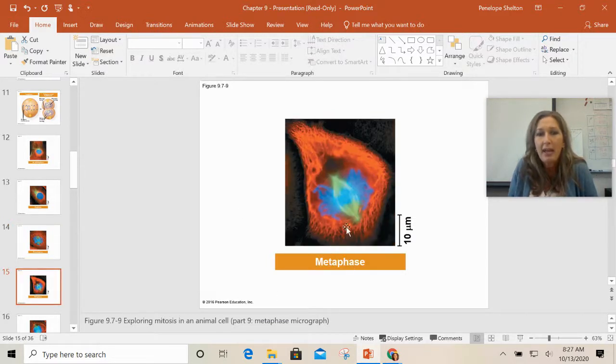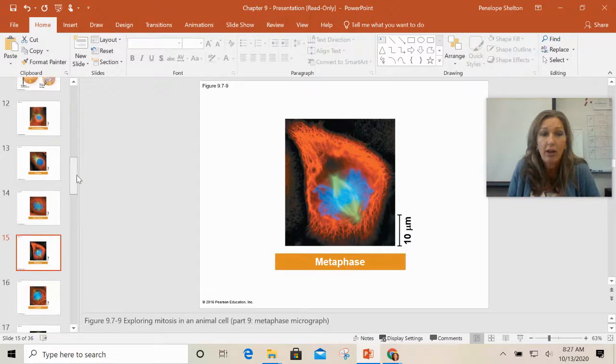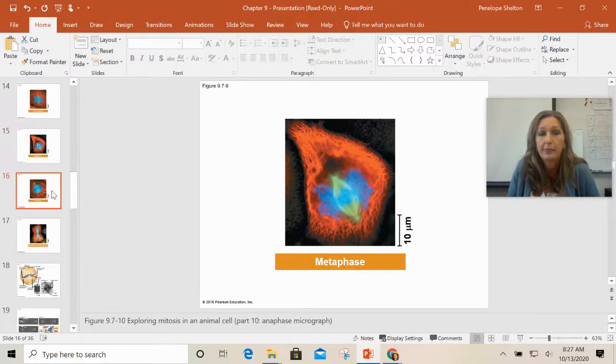Here is my metaphase. My spindle fibers are fully formed in yellow, and now all my chromosomes are lined up in the middle. When you look at a real picture of this, remember, it's not as pretty as the drawing, because these chromosomes have their little sister chromatids flapping in the breeze when the centromere is attached to those kinetochore fibers. It looks like worms trying to get away, but they're all lined up in the middle of the cell.